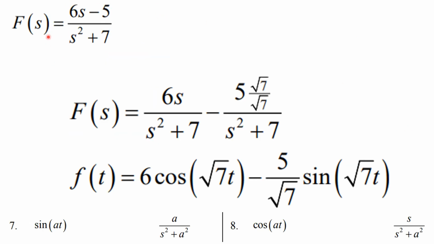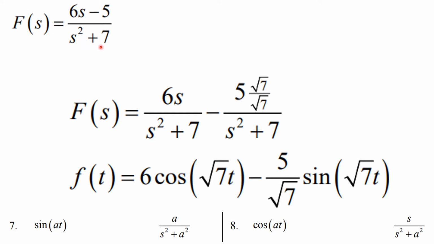Well, the first problem is this one, and my clue is you always want to look at the denominator first. So we're looking at things in our table that look like this denominator. And the thing that we happen onto is s over s squared plus a squared and a over s squared plus a squared. So that's what I'm thinking about this being.